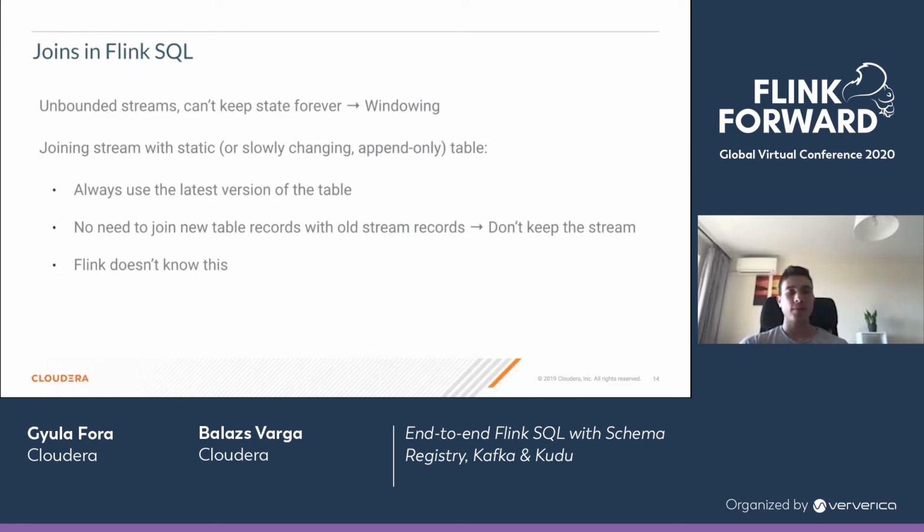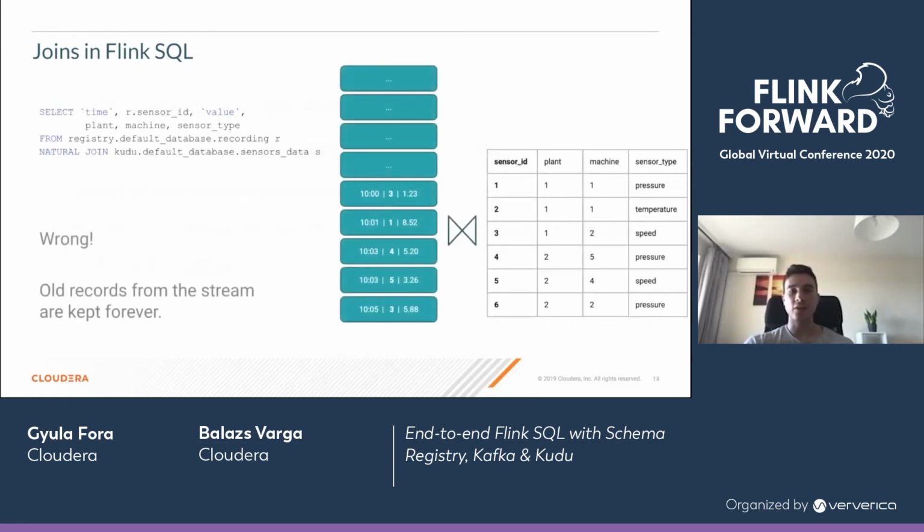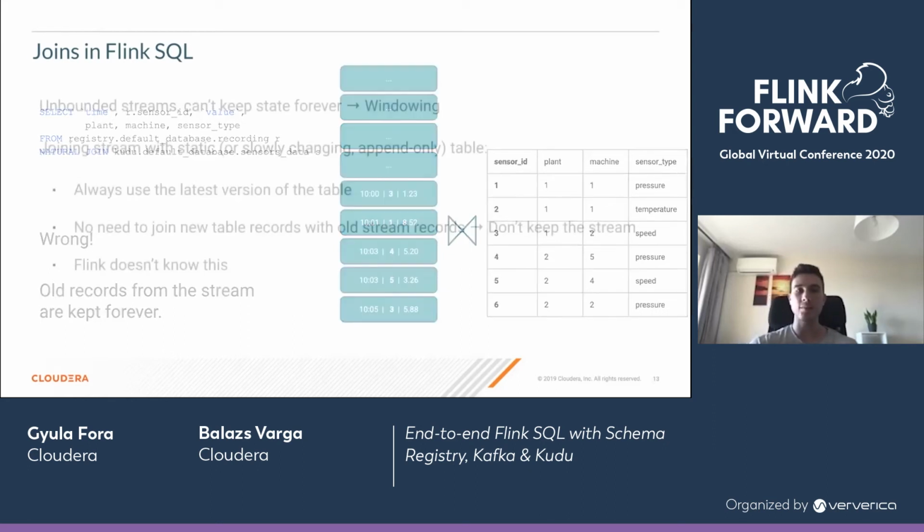a similar approach could be used when we're joining this stream with a static, or in our case, a slowly changing append-only table, in that we always want to use the latest version of the table. And we always want to use the version that's available at the time when the record from the unbounded side comes in. So in this case, when a new record comes in from Kafka, we just want to take the current state of the Kudu table and perform the join if possible. And in our use case, we know that it will always be possible because the sensor will only emit readings once it's added to this sensors table.